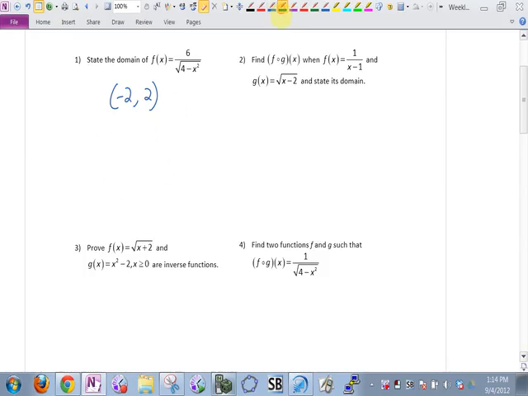How about number 2? First, we can find the composition function. That is going to be 1 over the square root of x minus 2 minus 1.